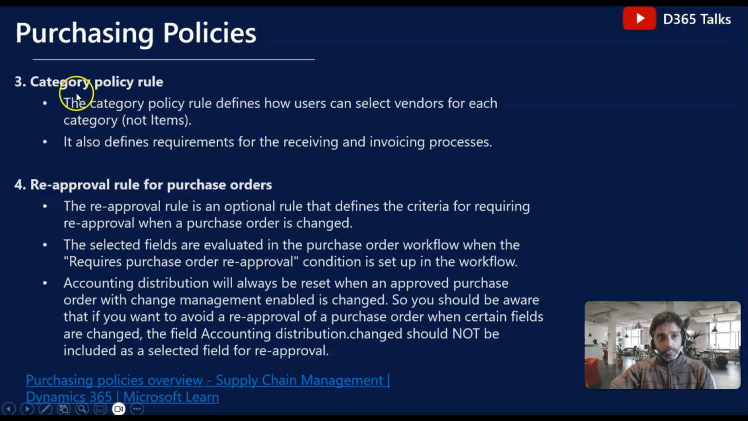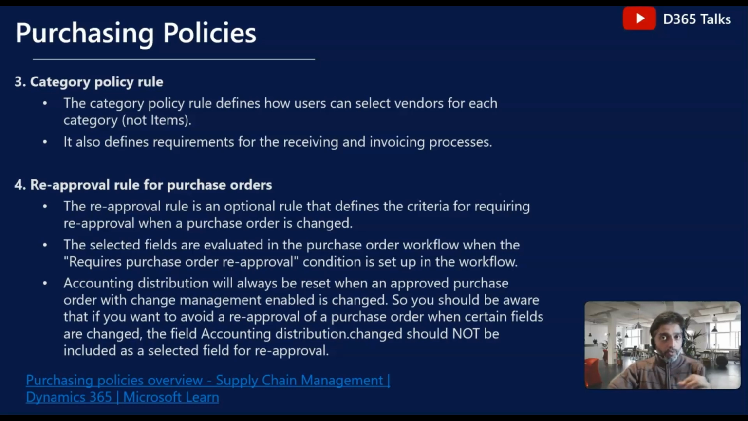So first, let's try to understand what the category policy rule is. The category policy rule defines how users can select vendors for each category, not items. That is the most important point which we need to note here. Once you define the list of vendors for a specific category, which you have to define in your procurement category hierarchy, which we already discussed.